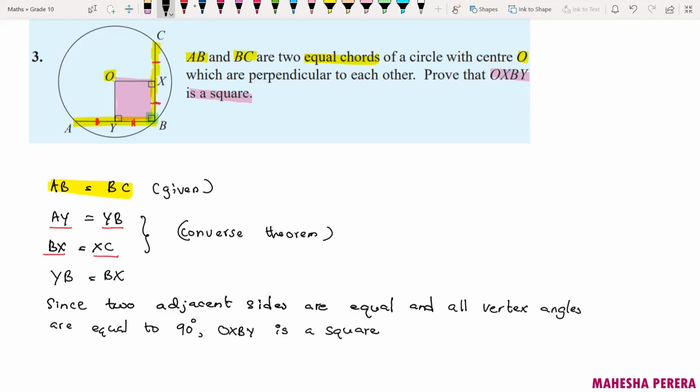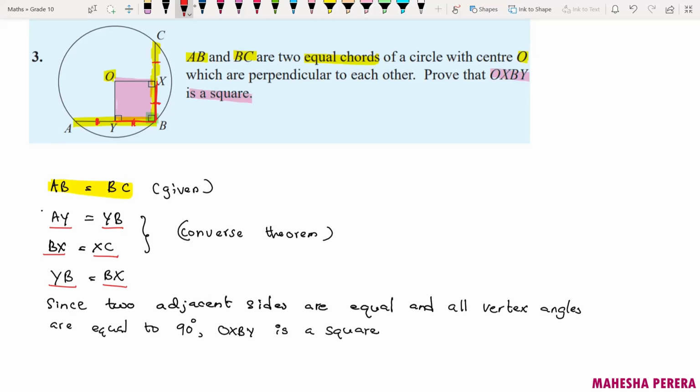So as I told you, all these lengths are equal, right? Therefore, you can easily say the two sides inside this quadrilateral, that is BY or YB and XB or BX, are actually equal in length. YB equals BX. Now, do you remember? This is one of the special properties of a square. If two adjacent sides are equal, it has to be a square, right?